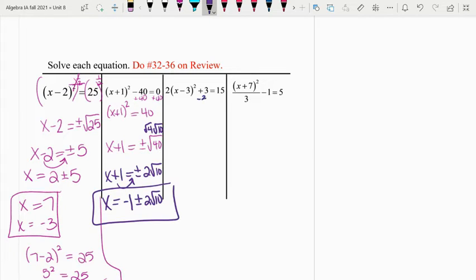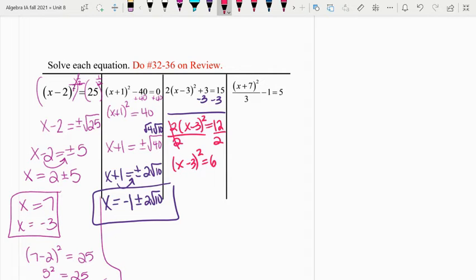This one looks a little more complicated. It is. So subtract 3 first on both sides. So we have 2(x − 3)² equals 12. Divide by 2. So (x − 3)² equals 6.